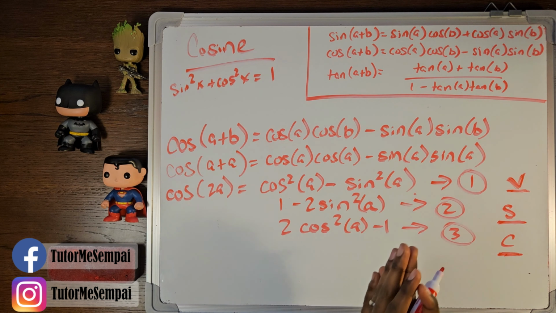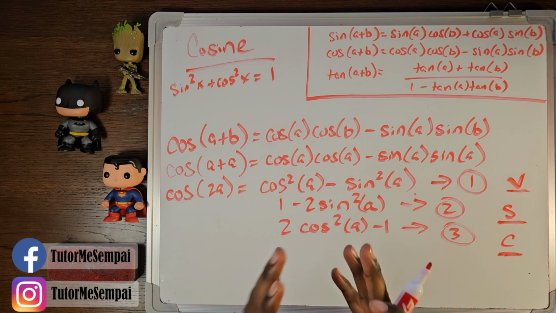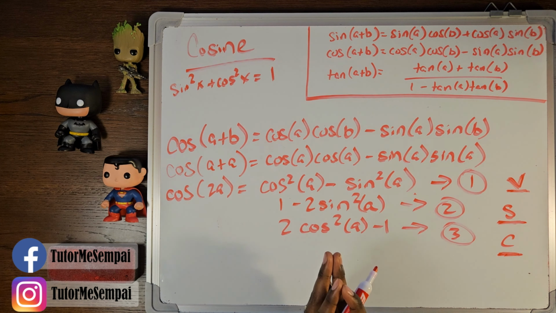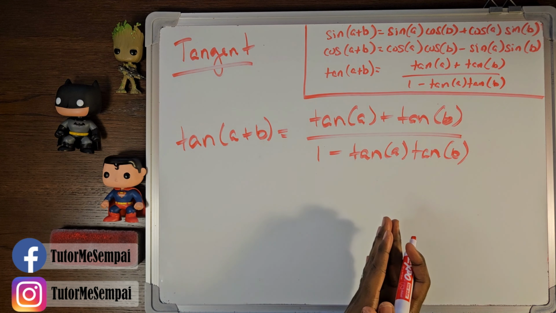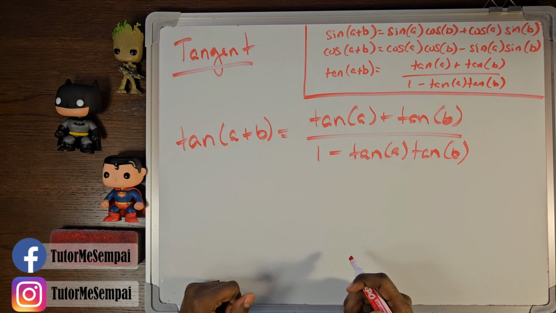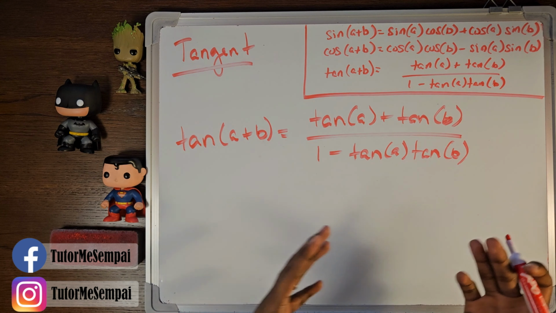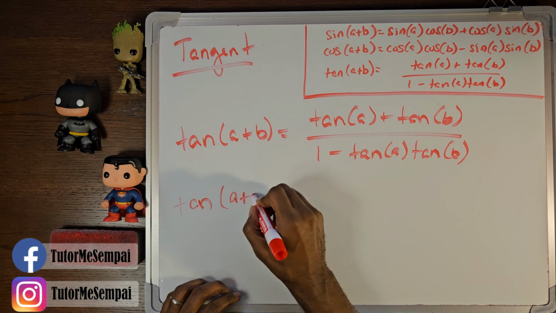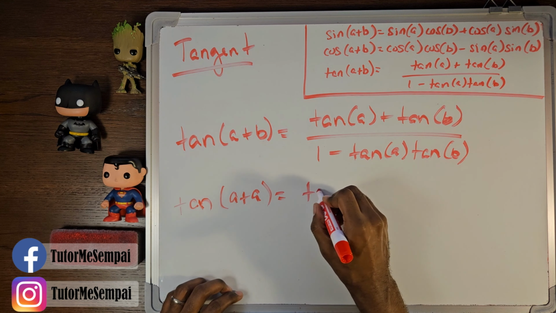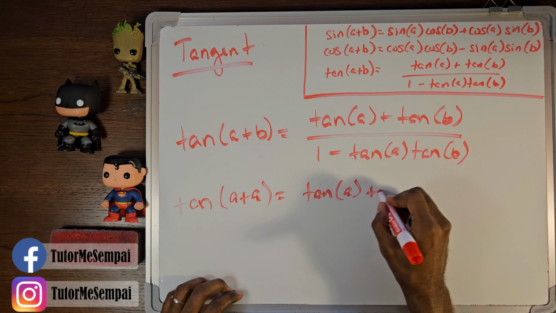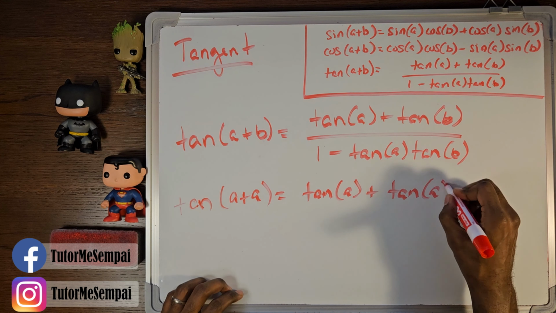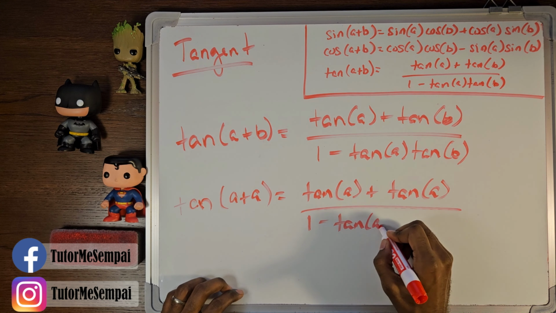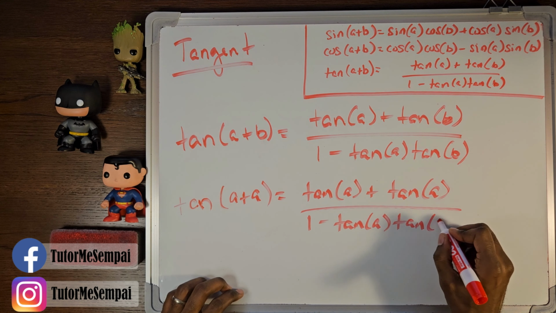But we still have one more identity to go, and that's our tangent. So let's try to tackle that one in the same way we handled our sine and our cosine ones. For tangent, we're going to do the same thing that we've been doing and start with our angle sum identity for it, and replace all the B's with A's. So we're going to rewrite this as tangent of A plus A equals tangent of A plus tangent of A over 1 minus tangent of A tangent of A.